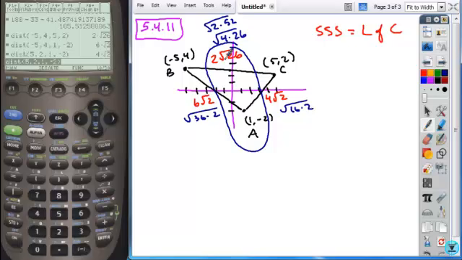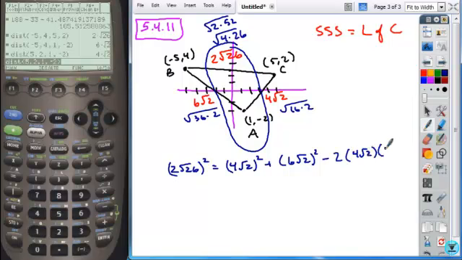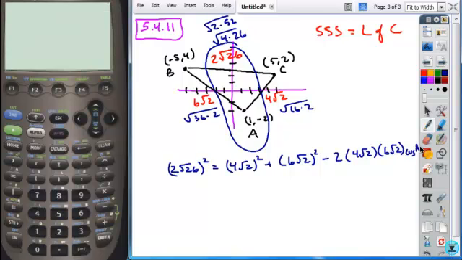All right. So we're going to start with this pair of measures. So we're going to take 2 root 26 squared is equal to the next side squared. So 4 root 2 squared plus 6 root 2 squared minus 2 times the product of those, all times the cosine of our unknown angle A. Okay, so here is our equation.